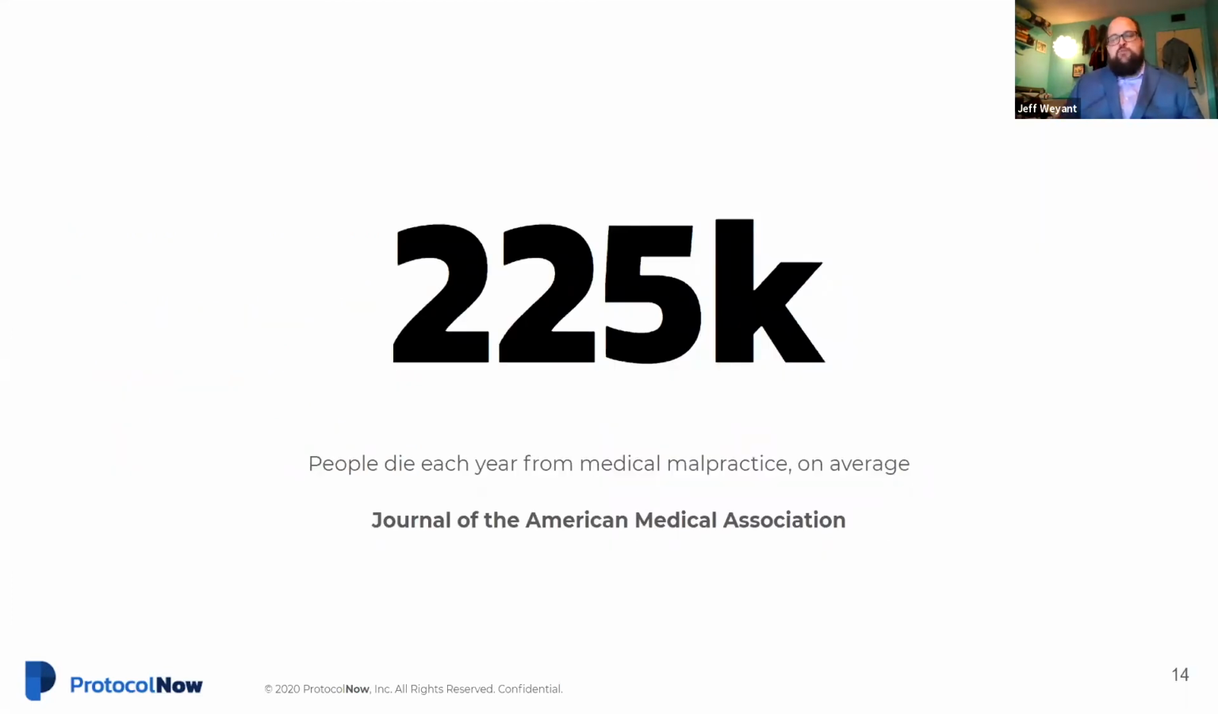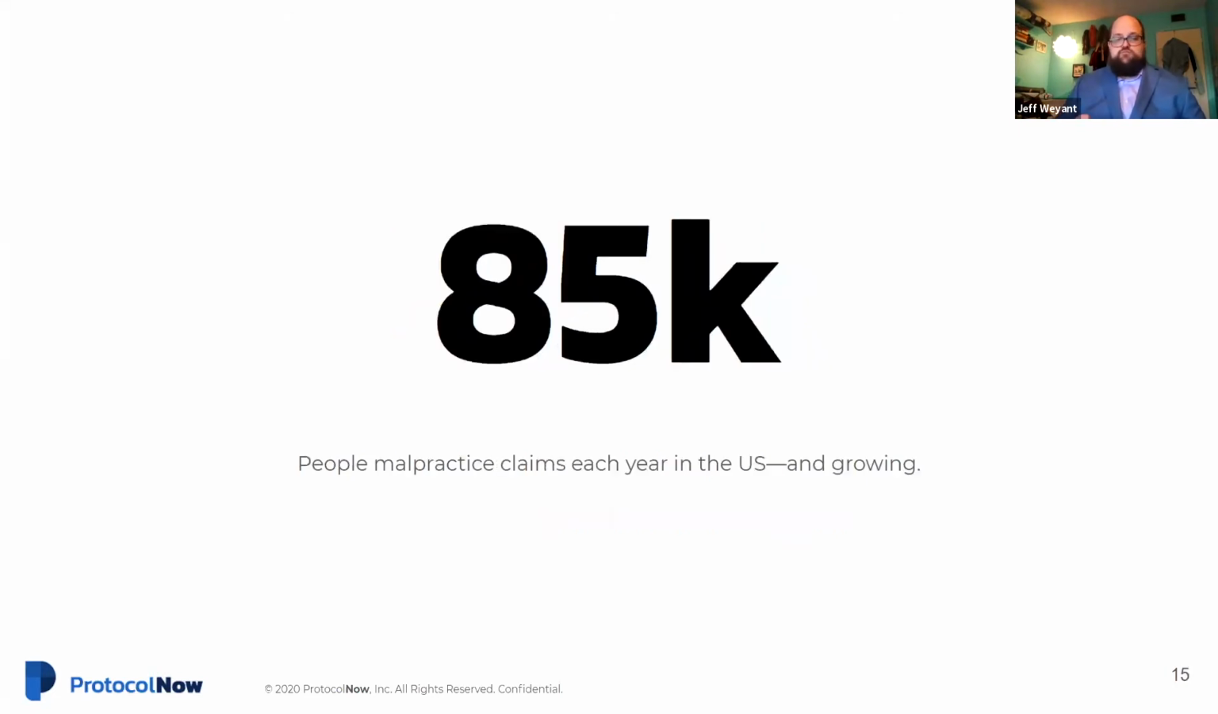Numbers like this are big, and nobody likes to talk about them. But the reality is that whatever the number is, it's very large. 225,000 people have the most severe possible outcome for medical malpractice. Even if that number is debated, whatever the number is, it's very high, and nobody wants it. Mistakes happen, but nobody wants it. Same thing with malpractice claims. There are 85,000 of them every year, and they're growing every year.